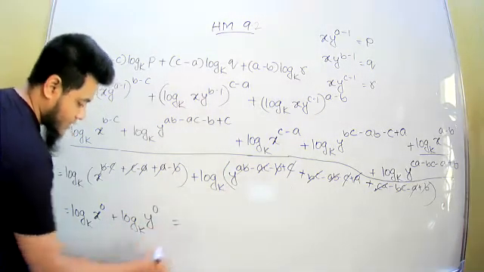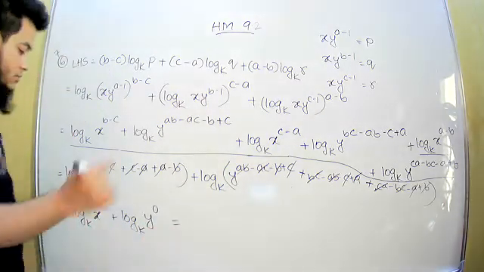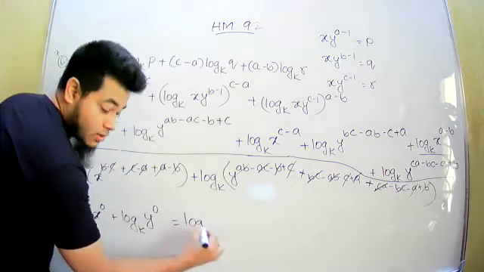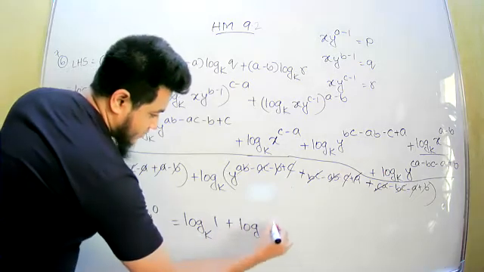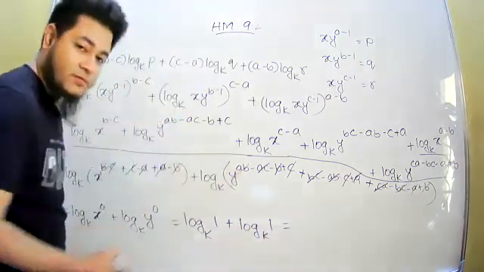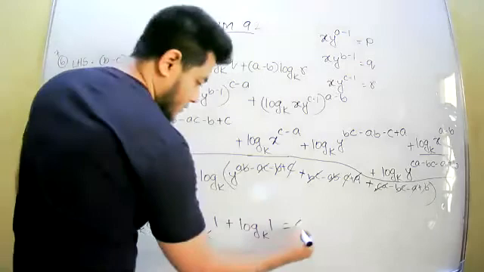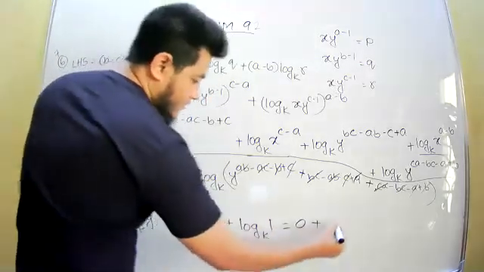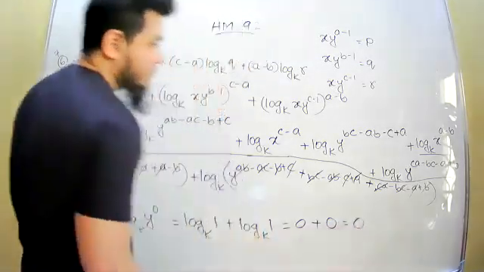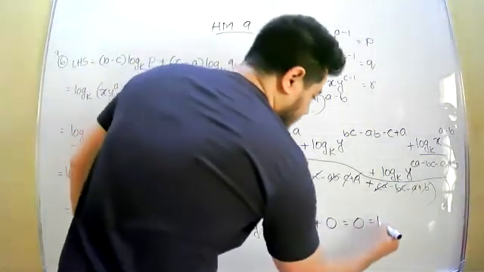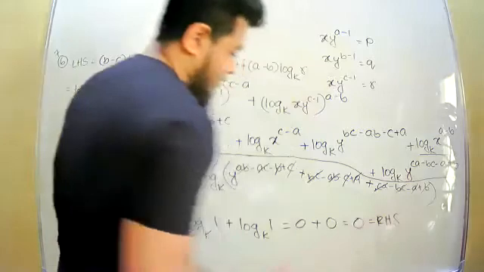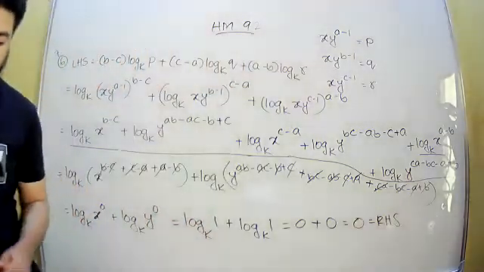So here it will be log k base y to the power 0. Now anything to the power 0 is equal to 1, so log k base 1 plus log k base 1. What is the value of log 1? 0, plus again the value of log 1 is 0, so 0 plus 0 equals 0. So this is our left hand side, which is equal to 0, so equal to the right hand side. Did you understand?